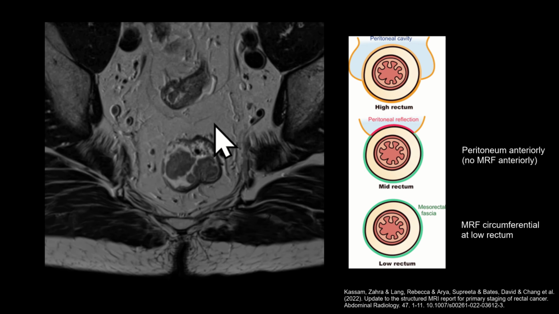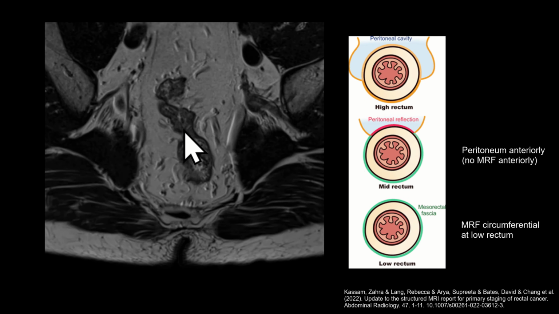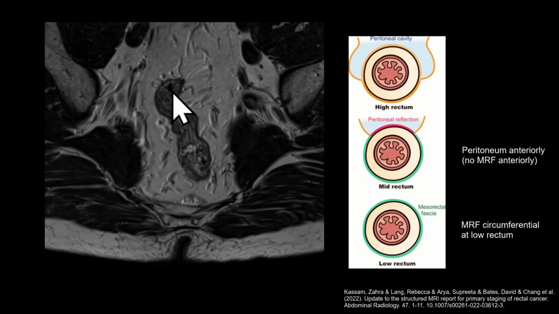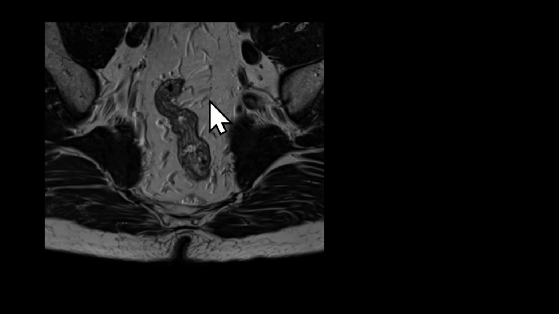And we'll talk about staging later, but if peritoneum is involved, this is a T4a tumor. MRF involvement, like laterally here, for example, would be T3 with MRF involvement. As you go higher from the anterior peritoneal reflection, there is peritoneum both anteriorly and anterolaterally. And then once you reach the sigmoid, it is completely enveloped circumferentially by visceral peritoneum, of course.